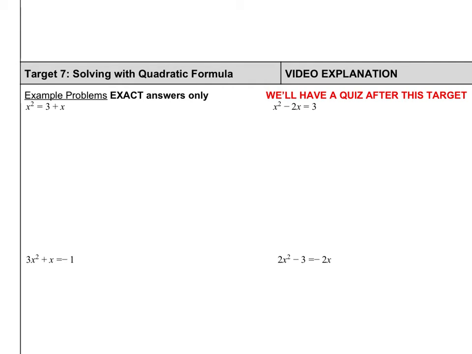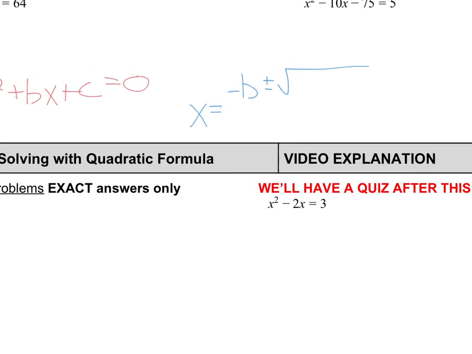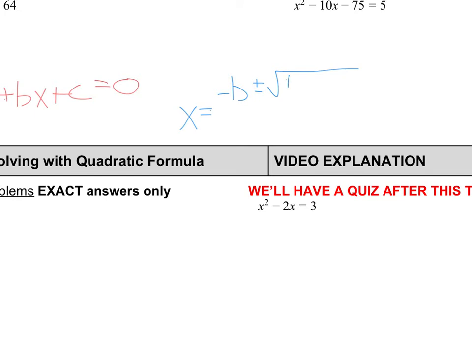So the quadratic formula is as follows. Assuming you have a quadratic written as ax squared plus bx plus c equals 0, you can solve for x by taking the following: the opposite of b plus or minus the square root of b squared minus 4ac, all over 2a. So again, this will always work.